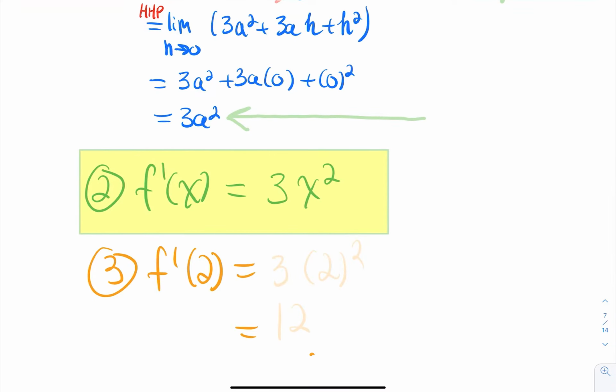And now if you want the slope at 2, you just need to evaluate. You're just going to get 3 times 2 squared, which is 12. Et voila. So we got our slope of the tangent line at 2 to be 12.